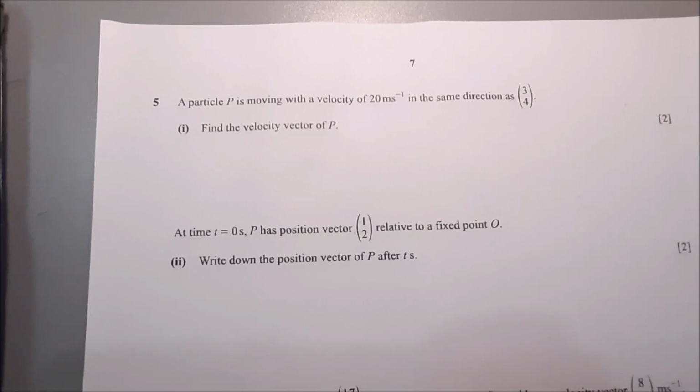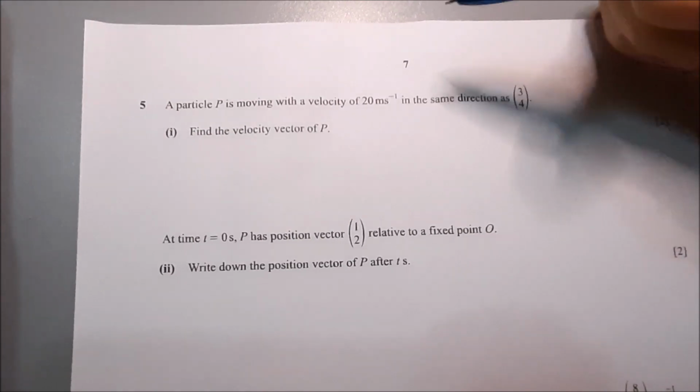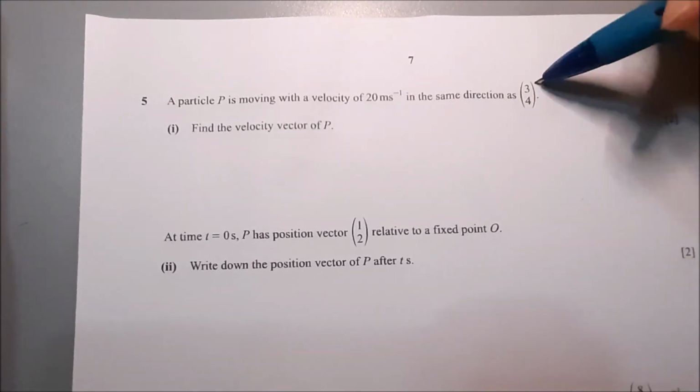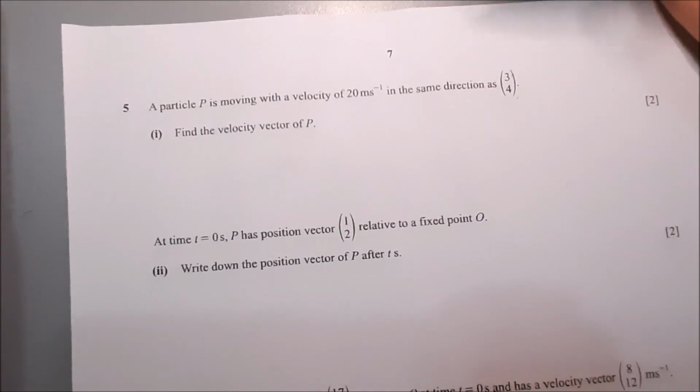Question 5. A particle P is moving with a velocity of 20 meters per second in the same direction as vector 3, 4. Part 1. Find the velocity vector of P.